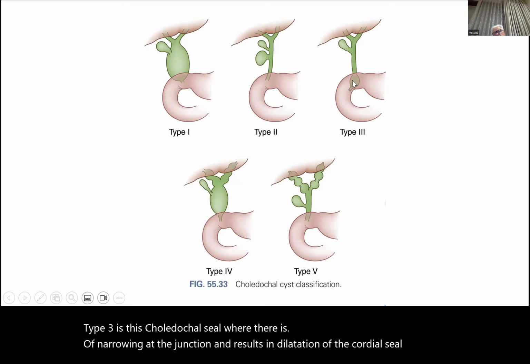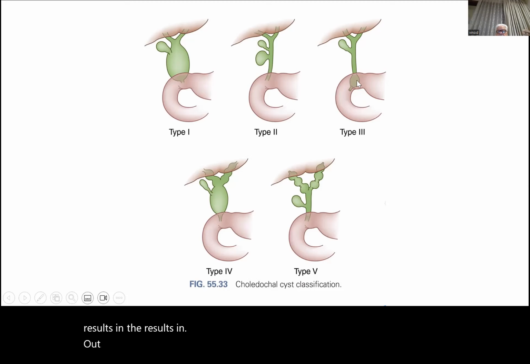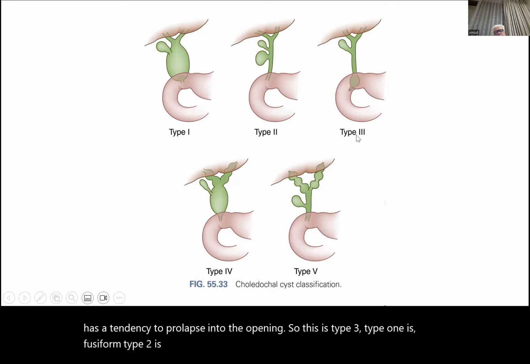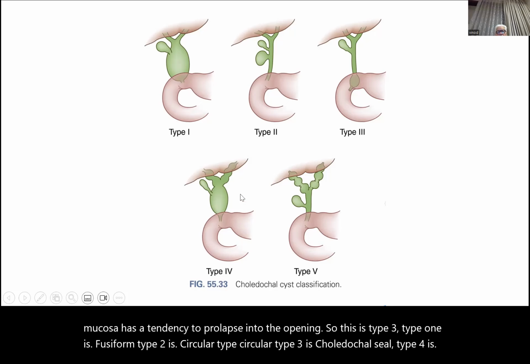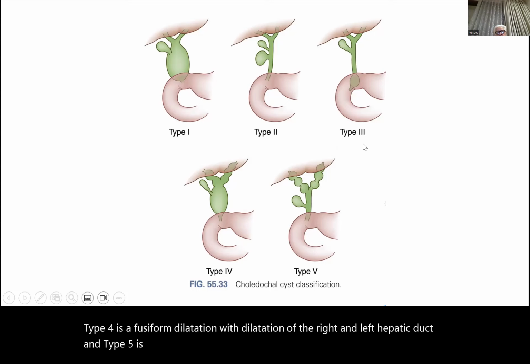This results in dilatation of this ampulla, and sometimes this ampullary mucosa has a tendency to prolapse into the opening. So this is type 3. Type 1 is fusiform, type 2 is saccular, type 3 is choledochocele, type 4 is a fusiform dilatation with dilatation of the right and left hepatic duct, and type 5 is mostly intrahepatic, and it spares the main bile duct.